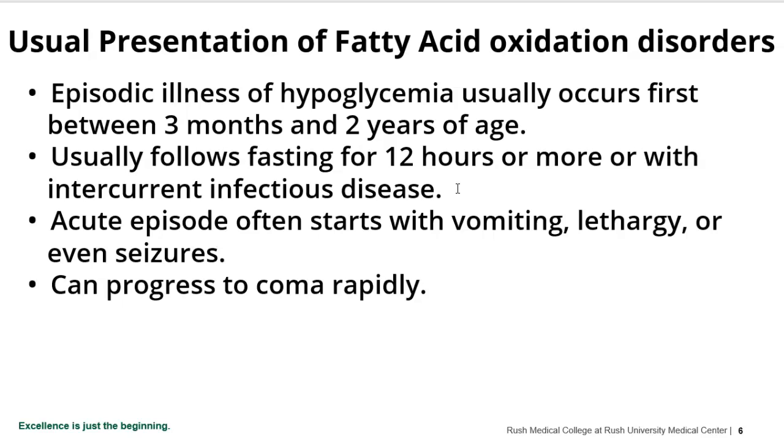Now, normally, the body says, hey, let's grab some fats, let's keep this going. But you can't do that because you have that enzyme block. And so the glucose keeps dropping, and eventually it shuts off the respiratory center, and the baby stops breathing. So acute episodes can start with vomiting, lethargy, or even seizures, and the seizures are because the brain doesn't have glucose. But they can progress to coma rapidly, and again, many times there are no symptoms. The baby just stops breathing.